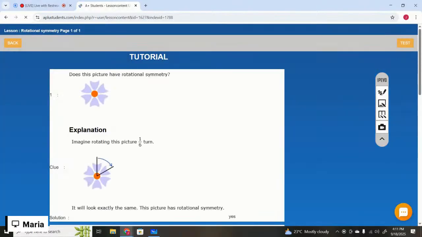Does this picture have rotational symmetry? So imagine rotating this picture 1/6 turn. So basically now you have to rotate the picture, and if it looks exactly the same, that means the picture has rotational symmetry.